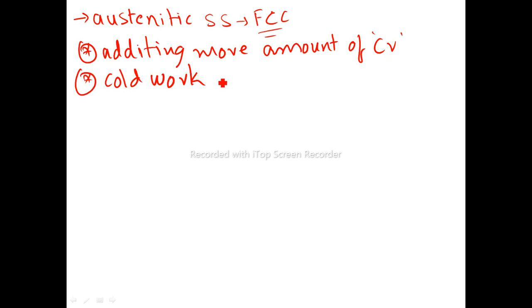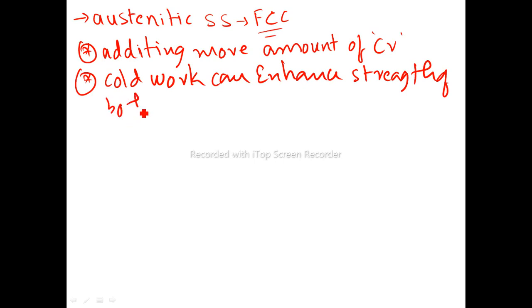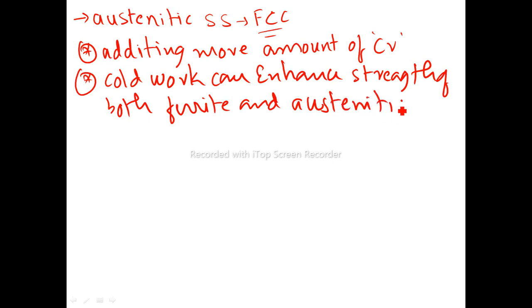Cold work can enhance the strength of both ferritic and austenitic stainless steel. Okay.